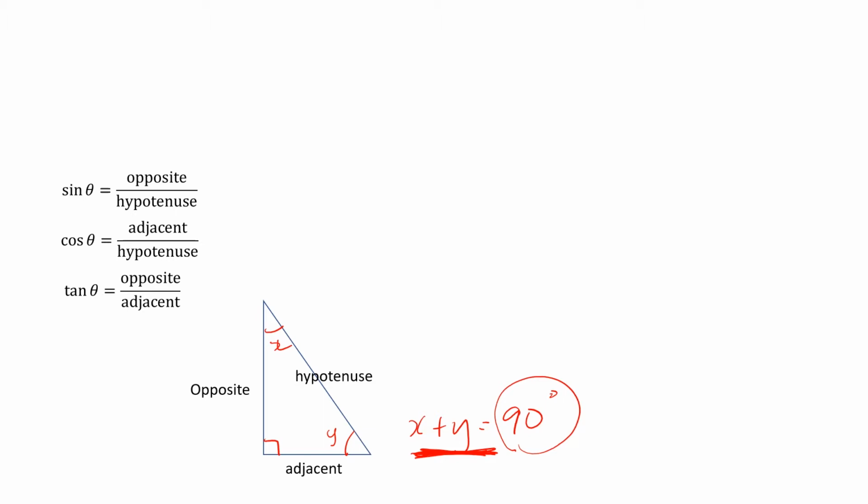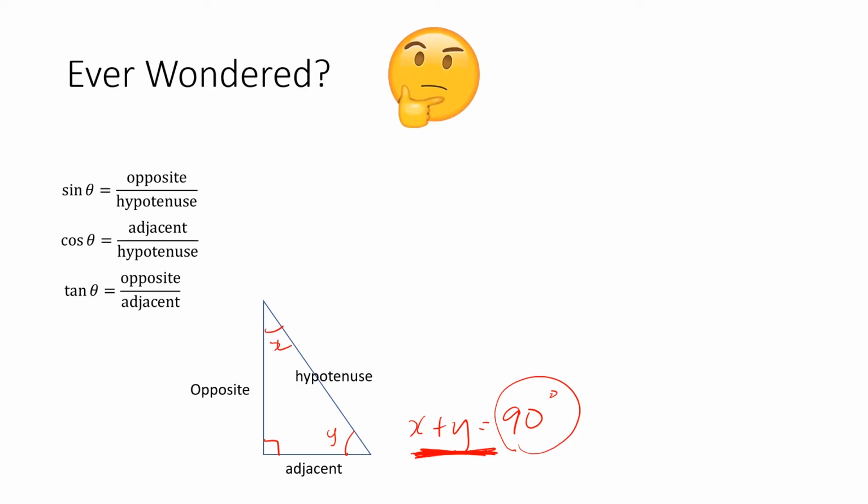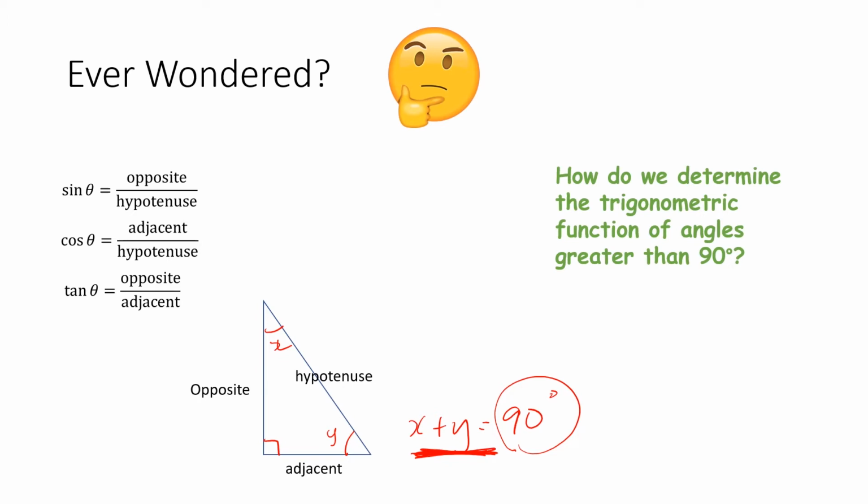Here are the questions. Have you ever wondered, how do we determine the trigonometric function of angles greater than 90 degrees? Because I'm sure in assignments you have realized that you can put 110 degrees and find the cosine, sine, and tangent of 110 degrees in your calculator. However, which angle, x or y, would 110 degrees be? Because 110 degrees cannot be an angle in a right angle triangle. So how do we determine the trig ratio of any angle that is bigger than 90 degrees?